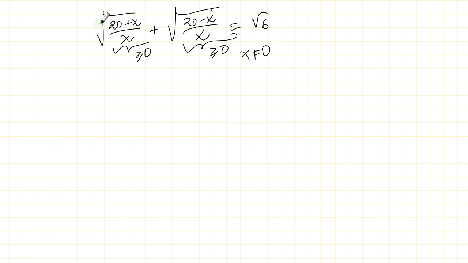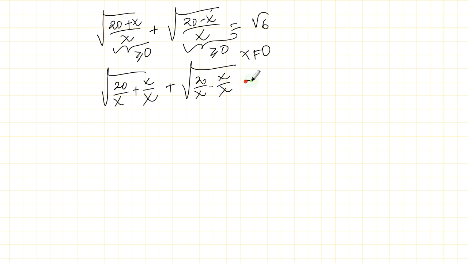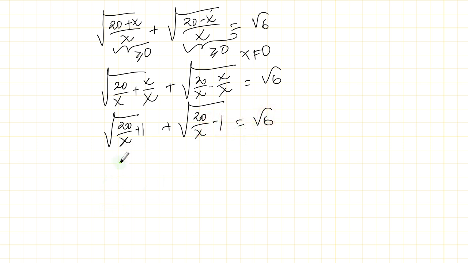So I'm going to keep this one here, which is the square root of 20 over x plus x over x, plus the square root of 20 over x minus x over x, and this equals the square root of 6. From here we have the square root of 20 over x plus 1 plus the square root of 20 over x minus 1, equal to the square root of 6. I'm going to keep the 20 over x plus 1, which equals the square root of 6 minus the square root of 20 over x minus 1.